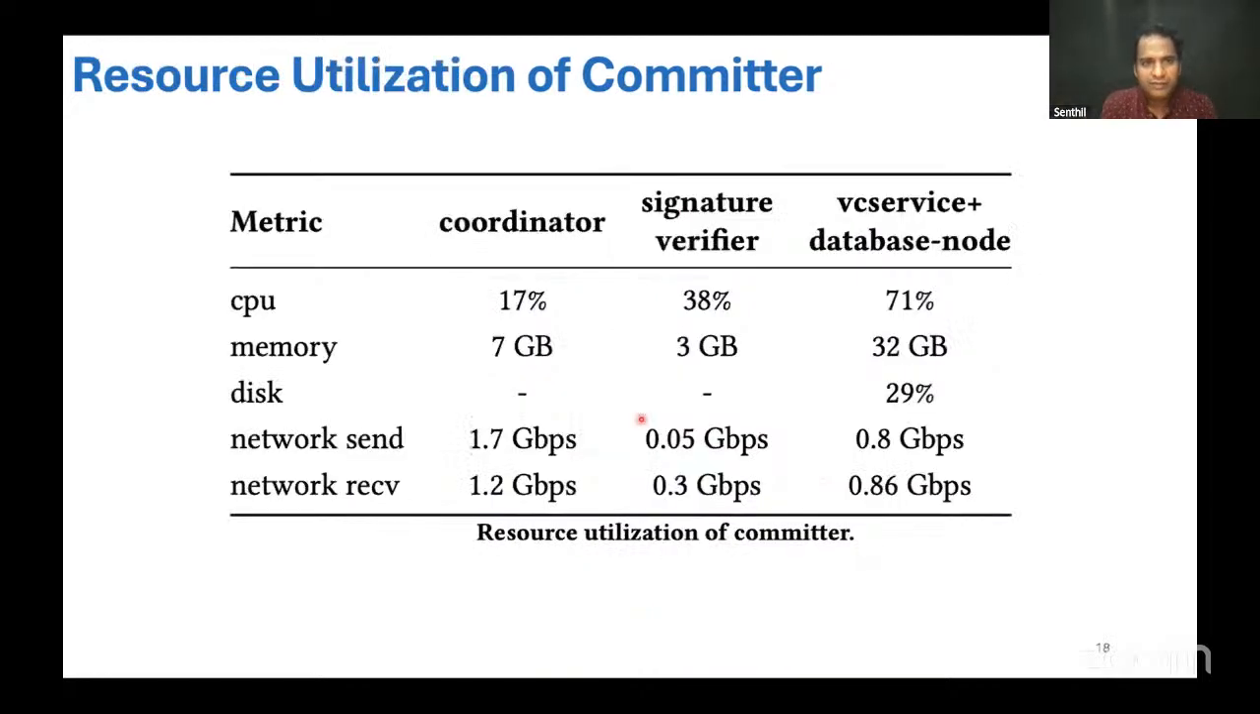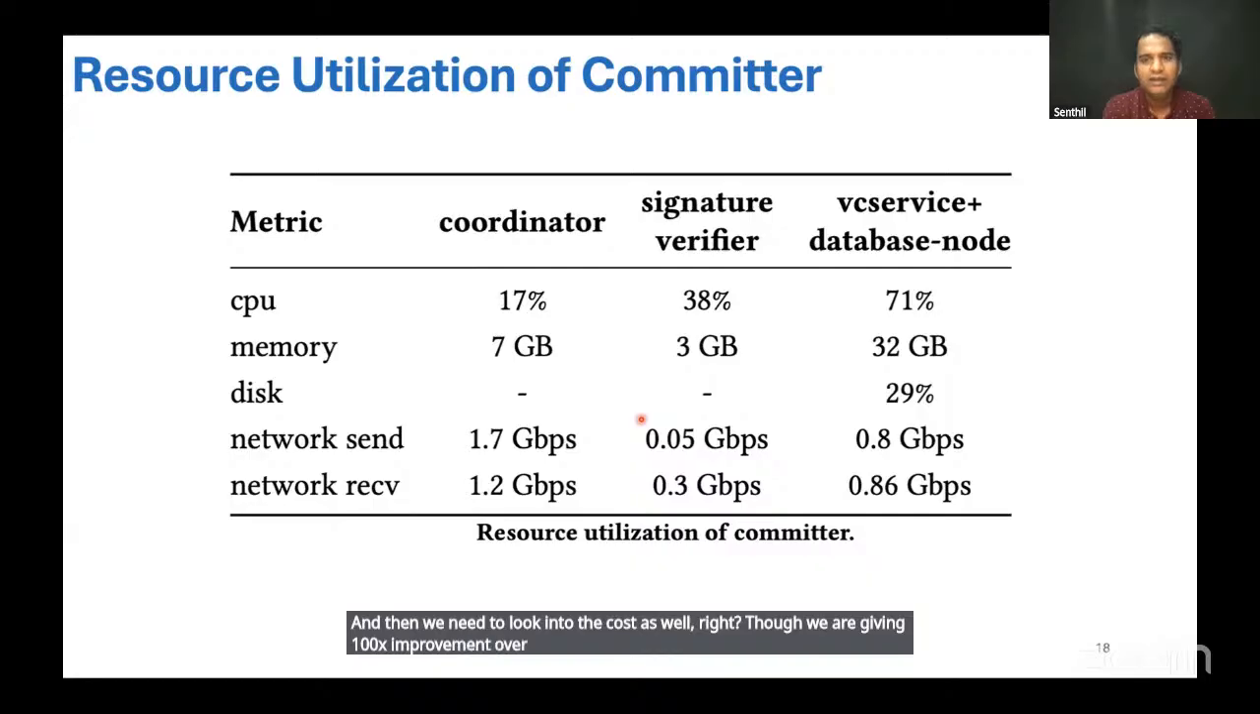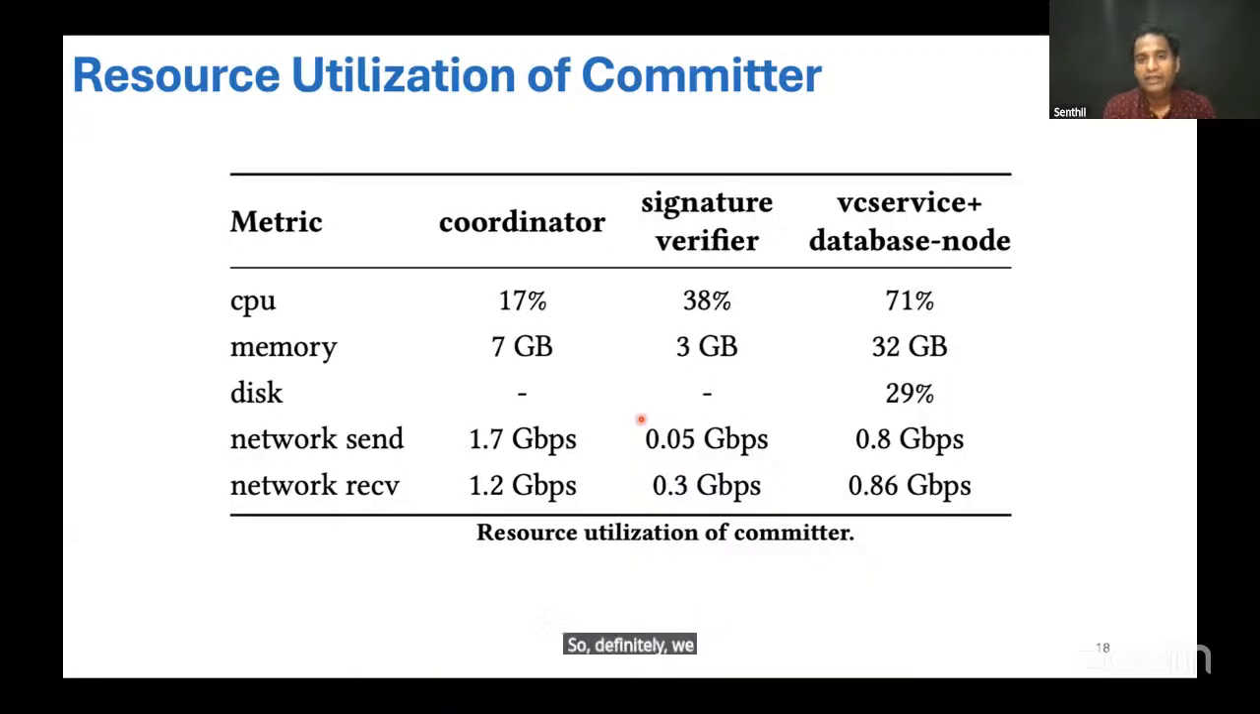And then we need to look into the cost as well, right? Though we are giving 100x improvement over Fabric, we are using 14 servers, and there is resource utilization associated with it. So here we take the following resource metrics: CPU, memory, disk, network send, and network receive. And then we have coordinator, signature verifier, and VC service plus database node.